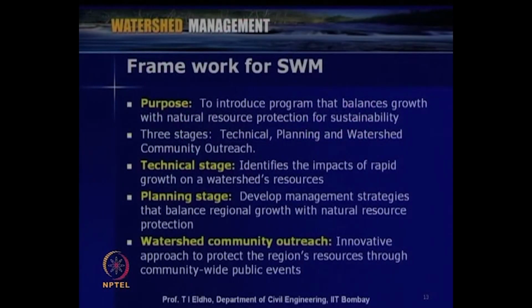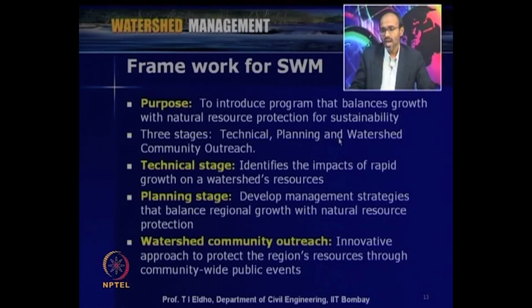Now, let us look into the important framework of sustainable watershed management. As we discussed earlier, the important purpose of sustainable watershed management is to introduce a program that balances growth with natural resource protection for sustainability. That is the main purpose of the SWM framework. In all this there are three stages: first the technical stage, second the planning stage, and then watershed community outreach.